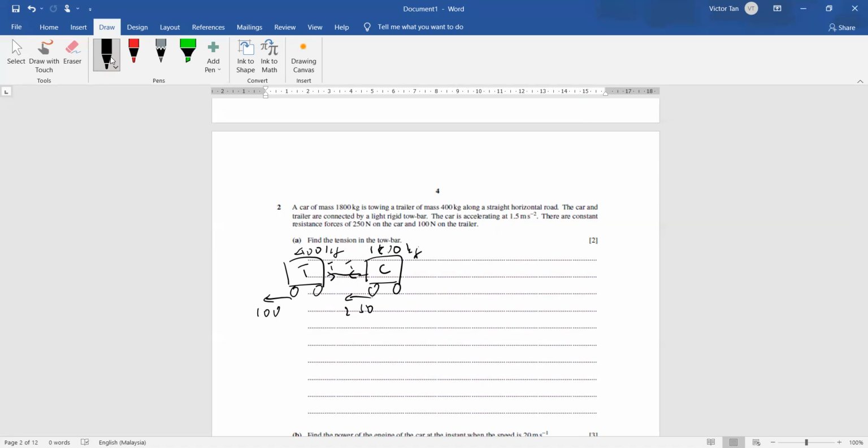So let me see. Acceleration is 1.5 meters per second squared. Now I'm going to isolate this car alone. Resultant force equals MA. So, no, this is better. There is a thrust force pulling the car forward. Okay.